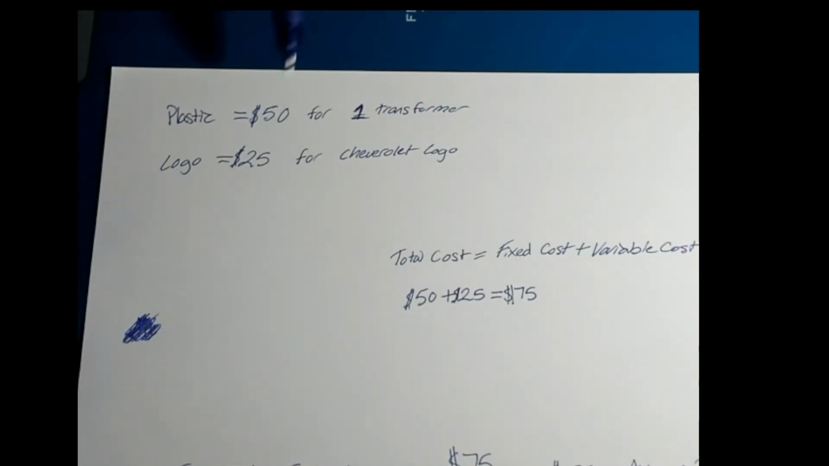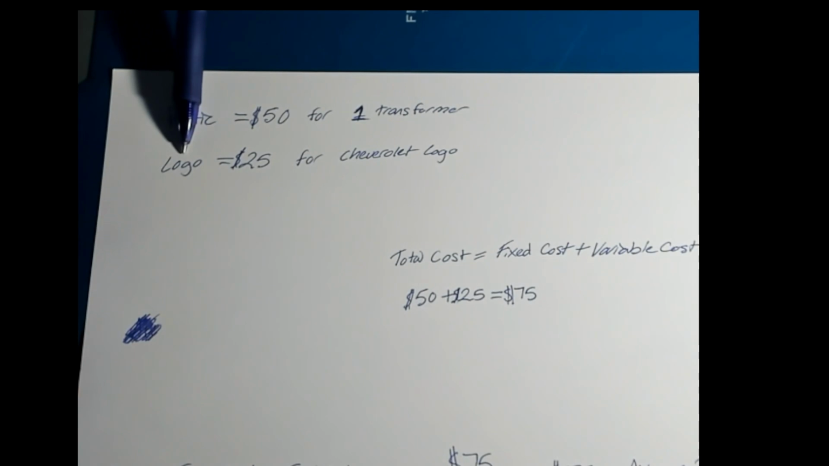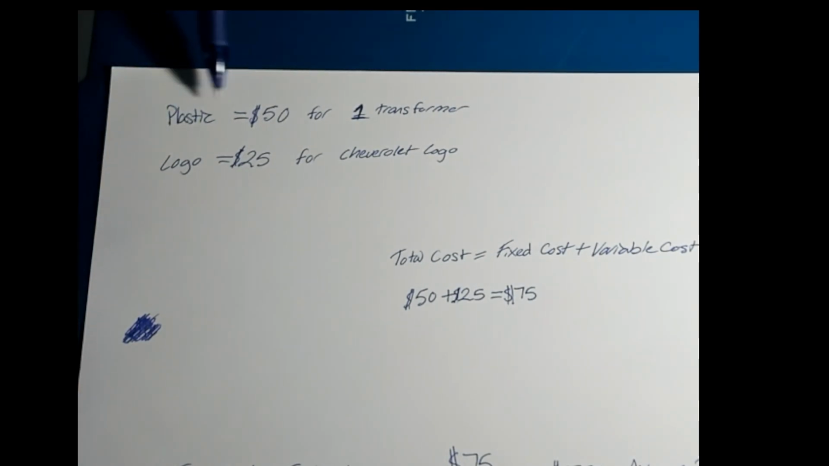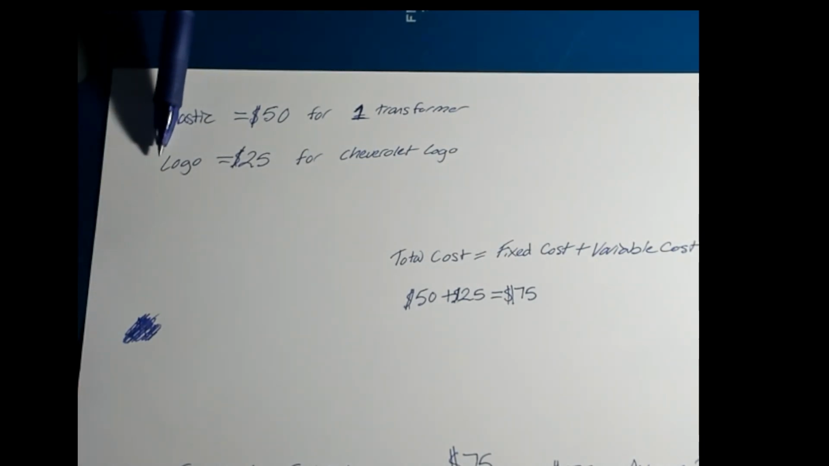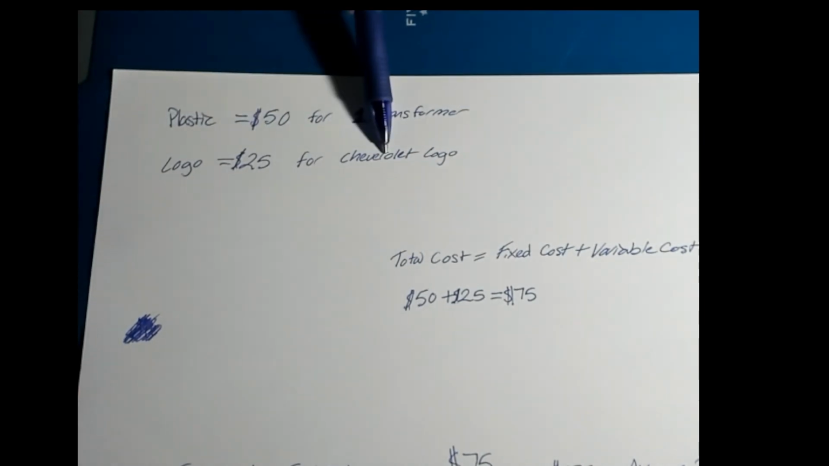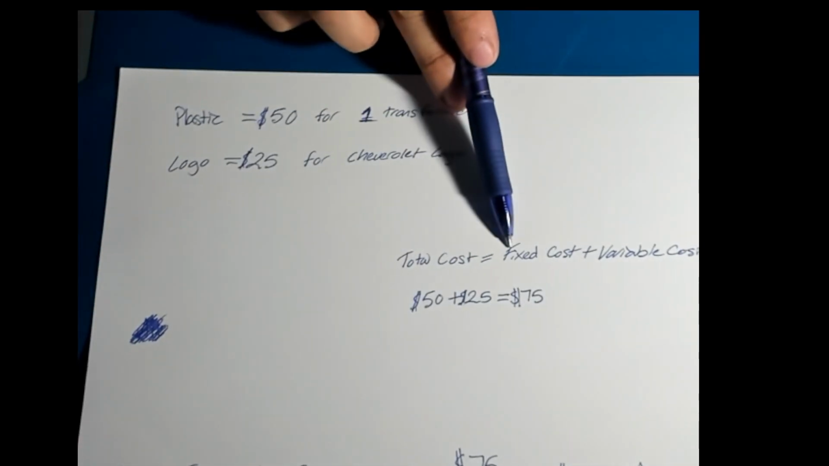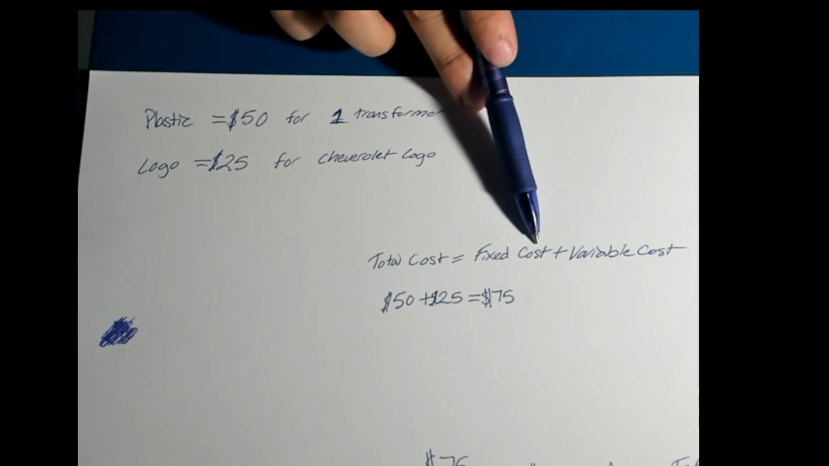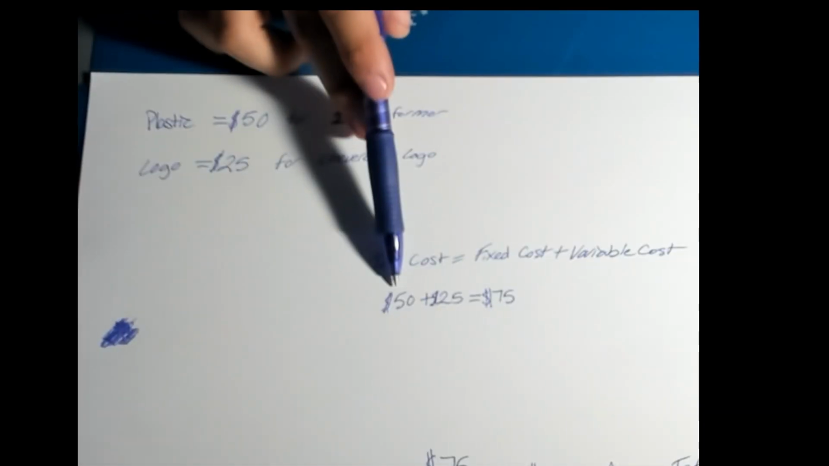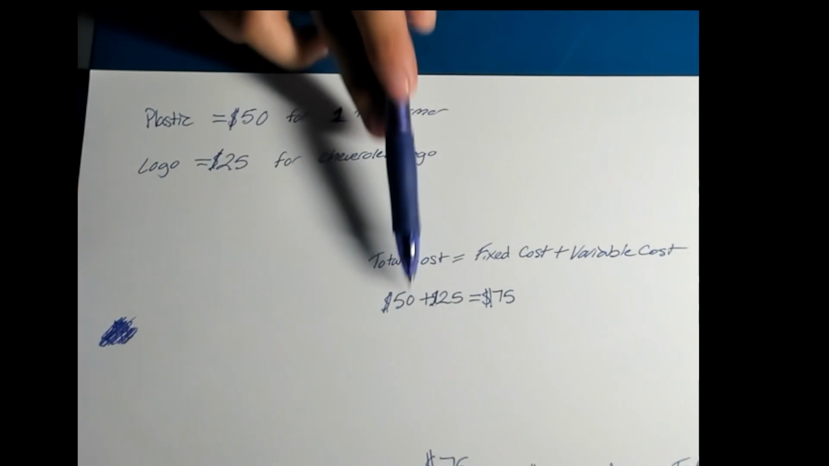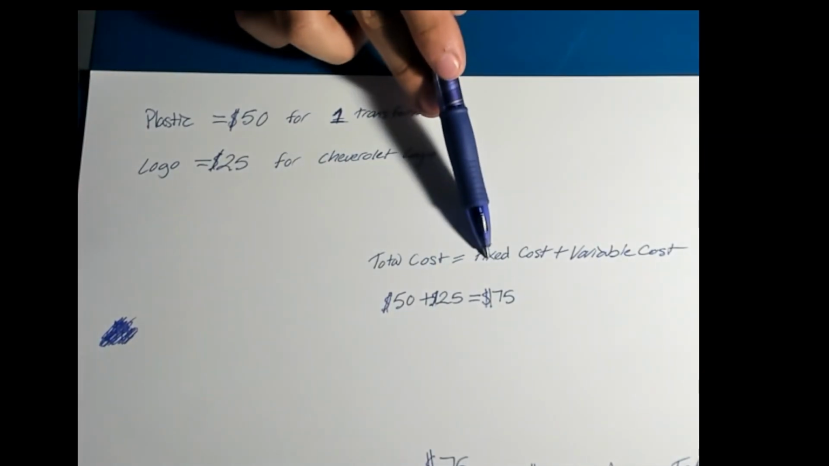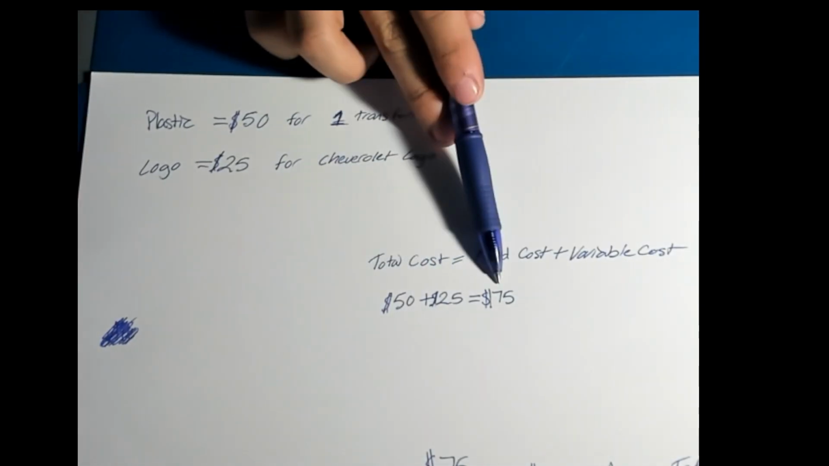I'd also like to show you guys how you can find total cost with variable cost and fixed cost. So for plastic, we would put $50 for one transformer, and the fixed cost, staying the same, would be $25 for the Chevrolet logo. To find total cost, total cost equals fixed cost plus variable cost. So $50 would be the variable cost, plus 25 for the fixed cost. Adding those two together, we get 75.